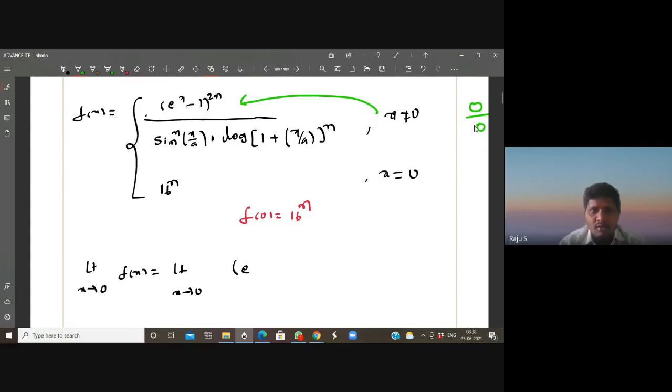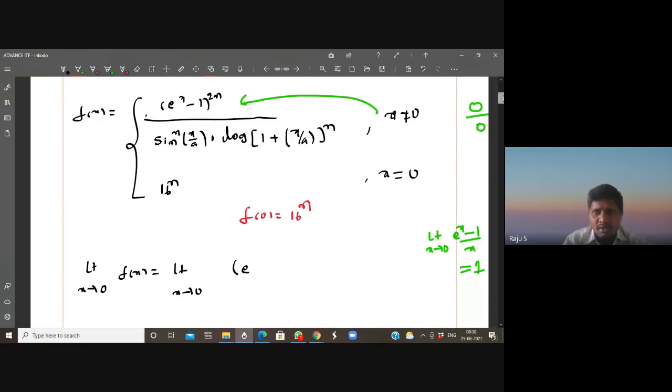Here we are going to get an undefined value. Undefined value. Is it clear? Okay, what shall I do here? There is a standard formula. What is that standard formula? Limit x tends to 0, e power x minus 1 by x is equal to 1. Do you know this?